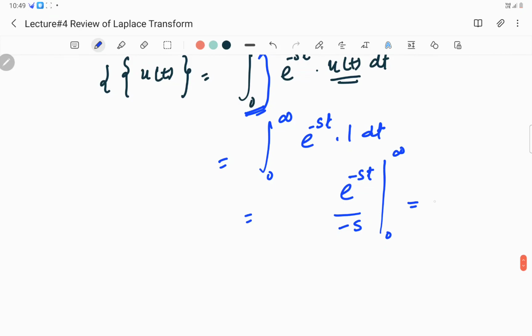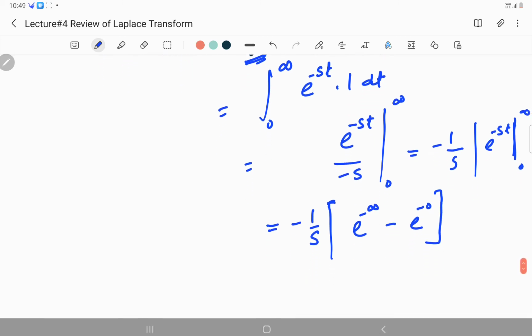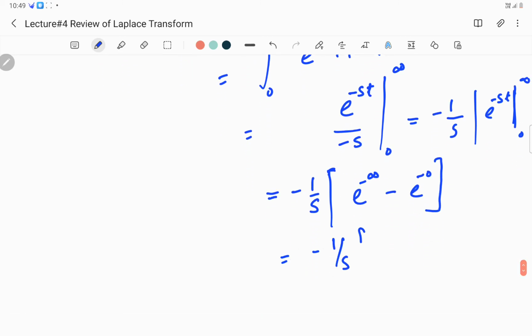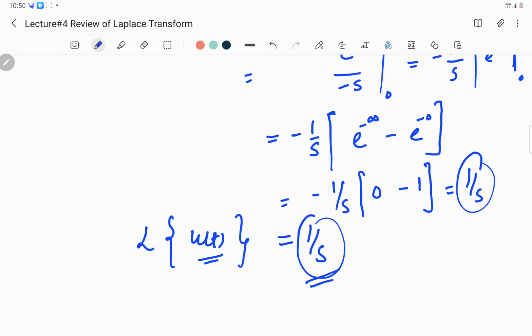So I can write it as minus 1 over s, e to the power minus st, from 0 to infinity. If I substitute the upper limit, it will be e to the power minus infinity, and if I substitute the lower limit, it would be e to the power 0. So it becomes minus 1 over s times (0 minus anything raised to the power 0, which is 1). So this is 1 by s. So all in all, we have seen that Laplace of u(t), which is a time domain signal, is nothing but 1 over s, which is in the frequency domain.